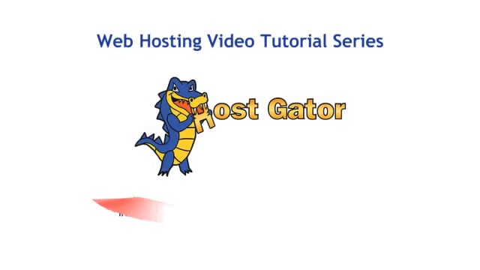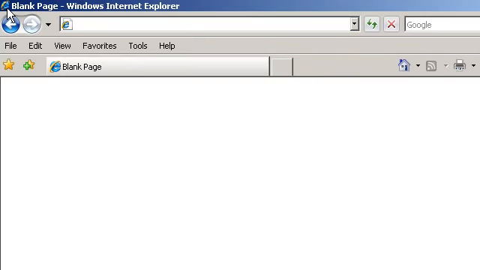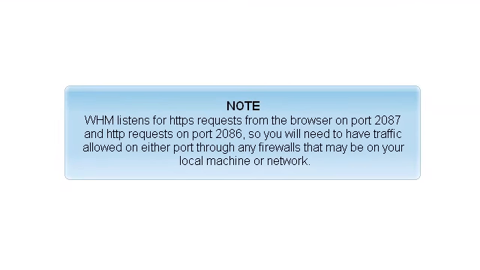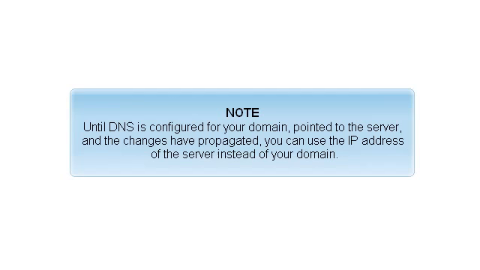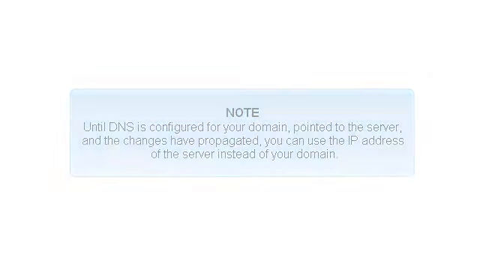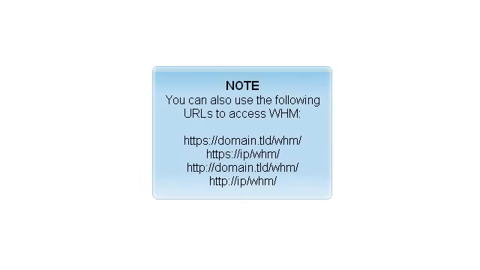Enter the URL to access WHM. WHM listens for HTTPS requests from the browser on port 2087 and HTTP requests on port 2086, so you will need to have traffic allowed on either port through any firewalls that may be on your local machine or network. Until DNS is configured for your domain, pointed to the server, and the changes have propagated, you can use the IP address of the server instead of your domain. You can also use the following URLs to access WHM.